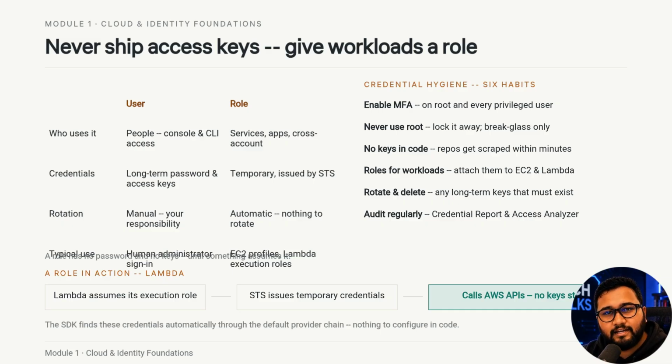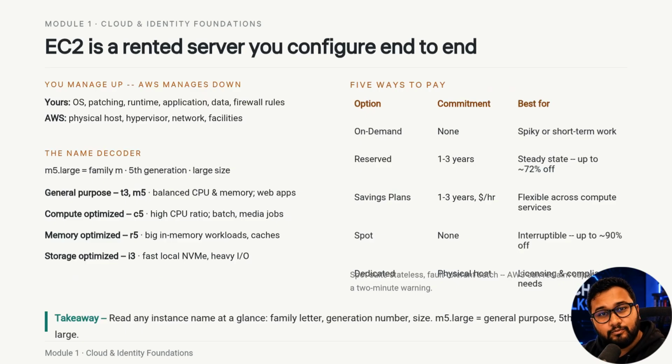Now that we know how identities authenticate securely, let's move to the compute service that powers millions of AWS applications, Amazon EC2. Amazon EC2 is one of the oldest and most widely used AWS services. Think of it as renting a virtual server in the cloud. Unlike serverless services, EC2 gives you complete control over the operating system, installed software, runtime environment, and application. But that flexibility comes with responsibility. The course introduces an important concept. AWS manages the infrastructure below the operating system.